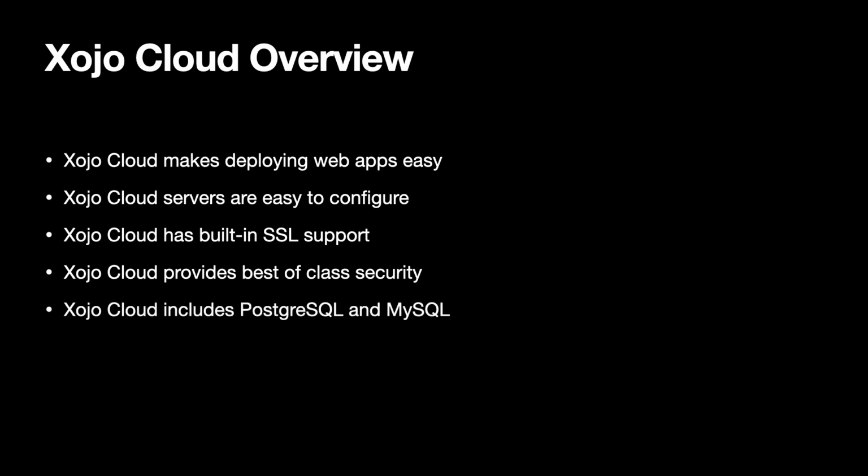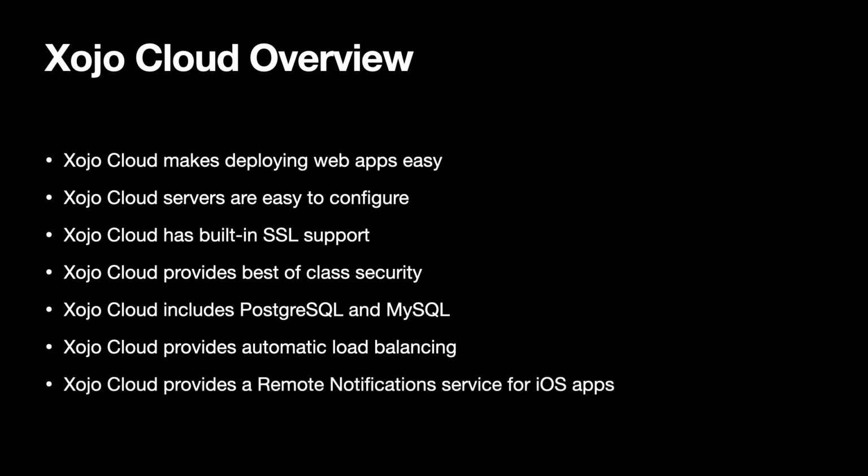Now, every Xojo Cloud server has PostgreSQL and MySQL, so if you need to use a database server with your web app, those are there. And it provides automatic load balancing, which I'll explain in a bit. And if you're building iOS apps and using notifications, Xojo Cloud provides a remote notification service for your iOS apps that's built in. And last but not least, Xojo Cloud servers are managed by us. We handle all the maintenance and backups. You don't have to worry about a thing.